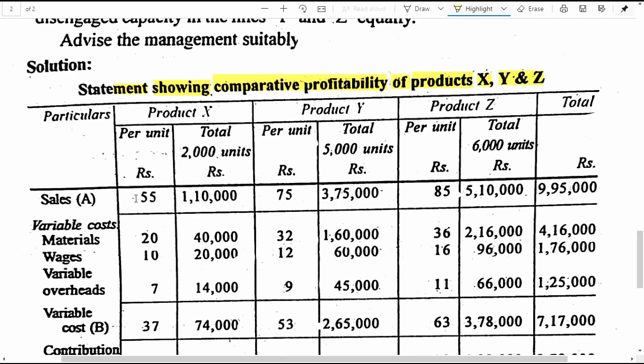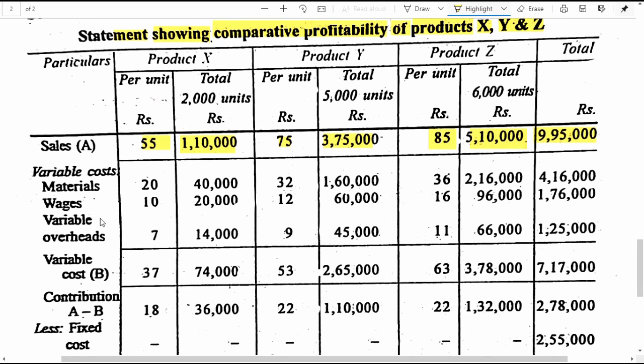Now sales 55 rupees per unit of X. So total sales comes to 2000 into 55, 1,10,000. And similarly for Y, 75 rupees is the selling price per unit. 75 into 5000 units, it comes to 3,75,000. For Z, it is 85 rupees per unit. Into 6000 units, it comes to 5,10,000 rupees, the total sales from Z. And the total sales of all the 3 products comes to 9,95,000.